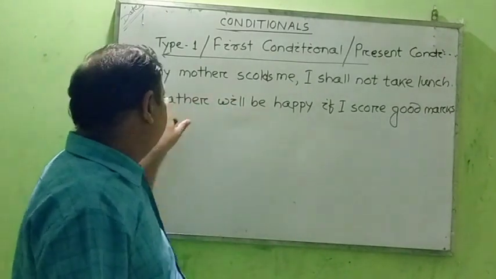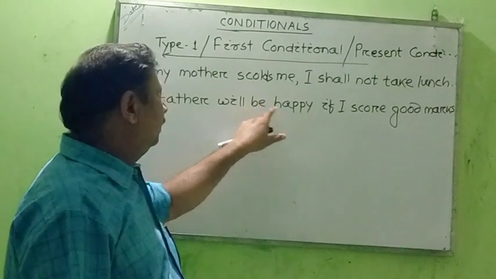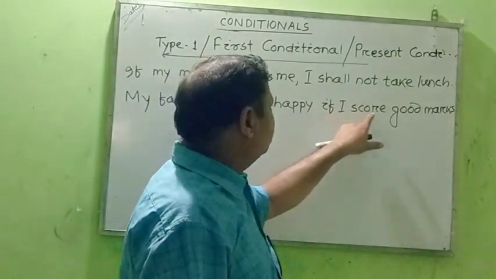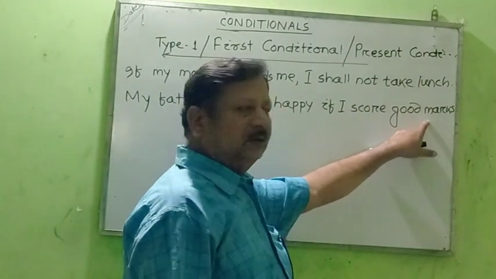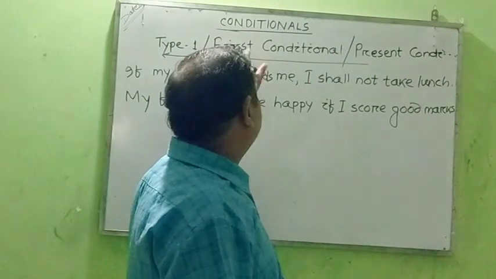As it is the third person, we have used will here. Then be is the verb 1, then happy is the complement. Then it is the if clause: if plus subject plus verb 1 plus object. So this is the structure of the first conditional.